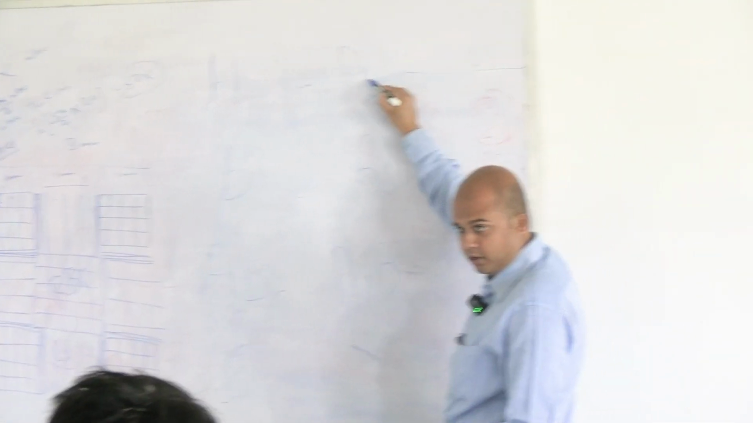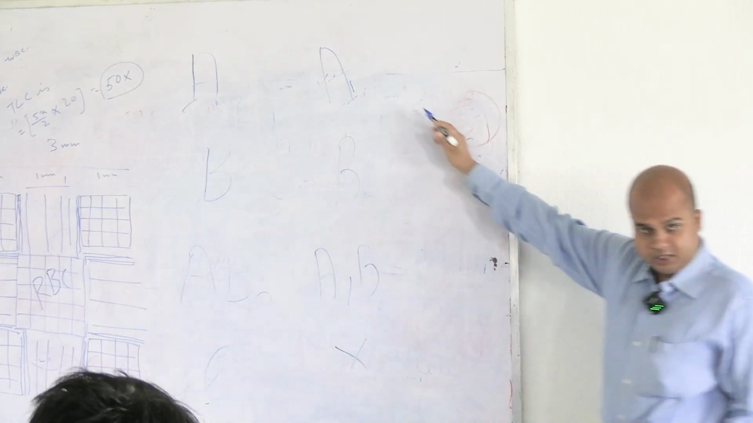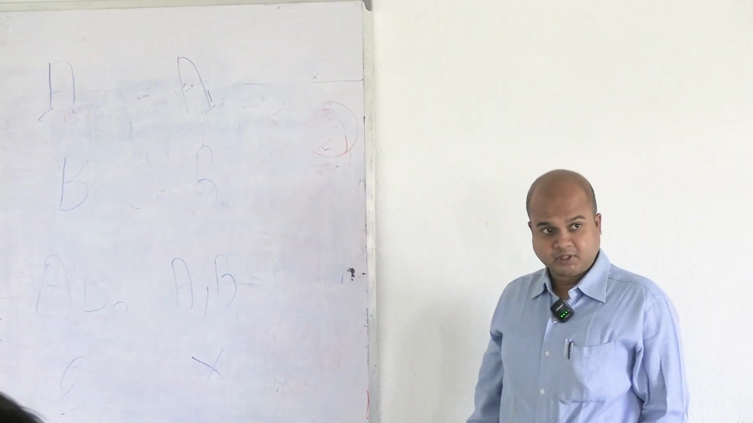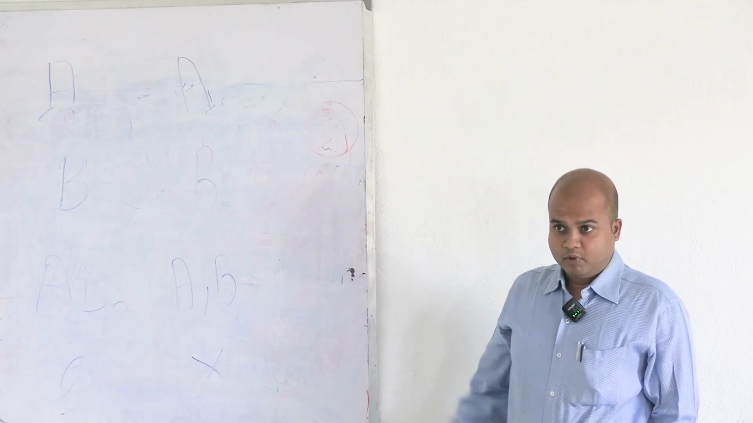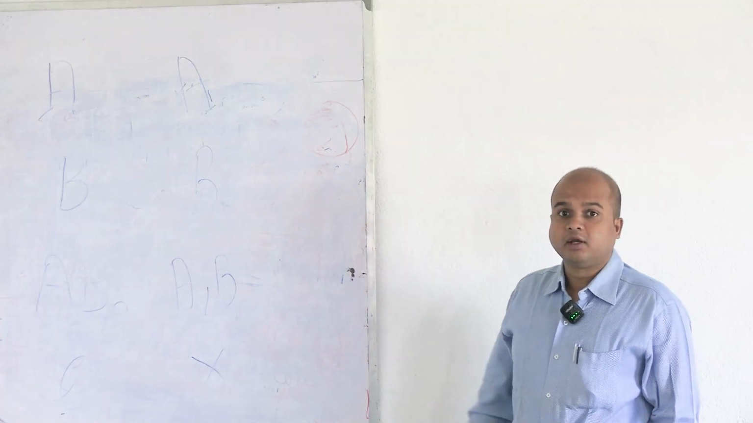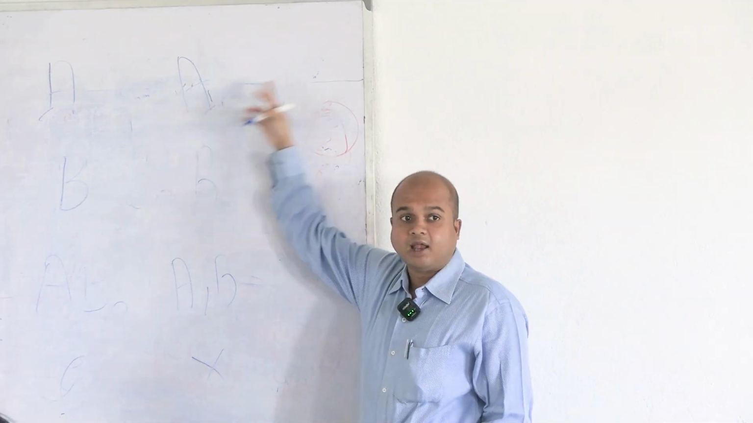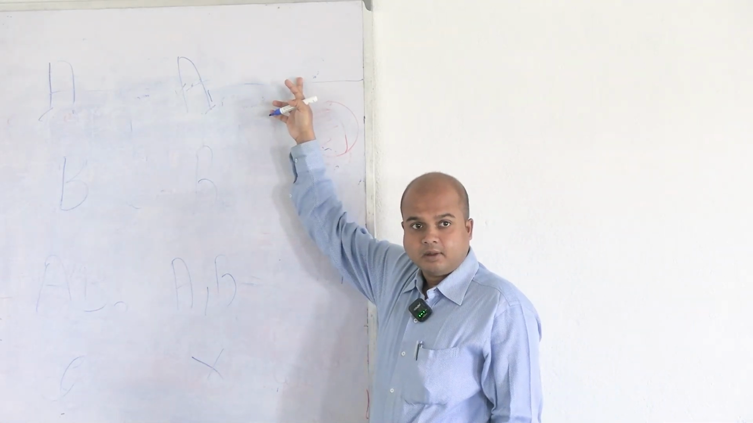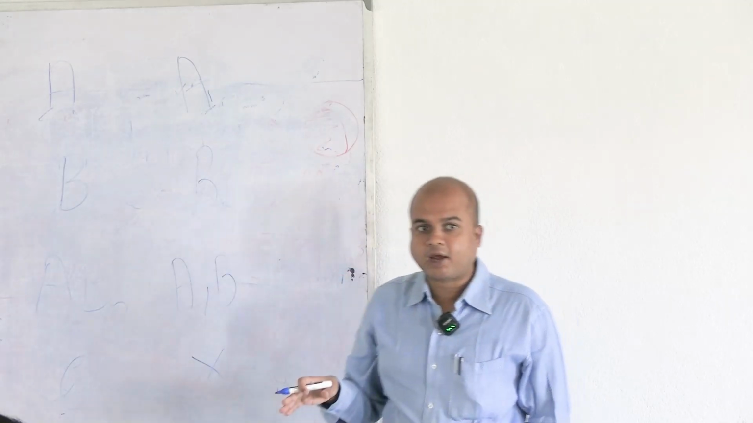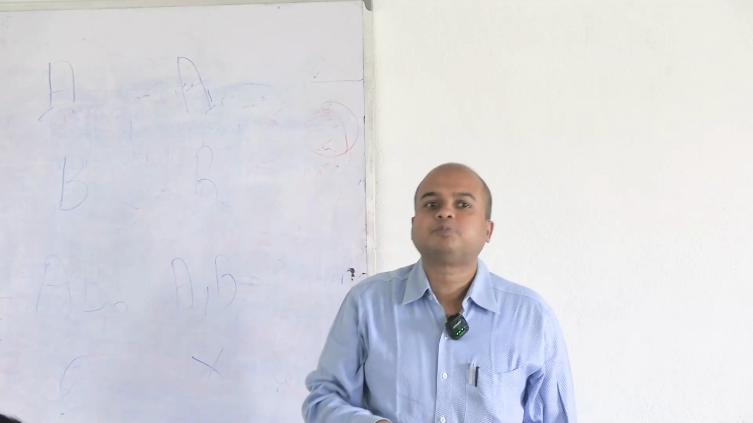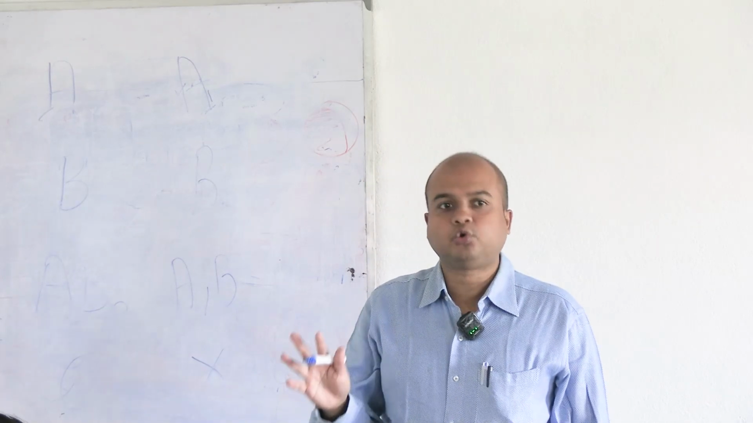Landsteiner said the first law is simple: if one agglutinogen is present, the corresponding agglutinin will not be present. What is the corresponding agglutinin for A? It is called alpha. What is the corresponding agglutinin for B? It is beta. So if A is present, then alpha will not be present. And the second statement says, if one agglutinin, such as alpha, is present, then the corresponding agglutinogen will not be present.